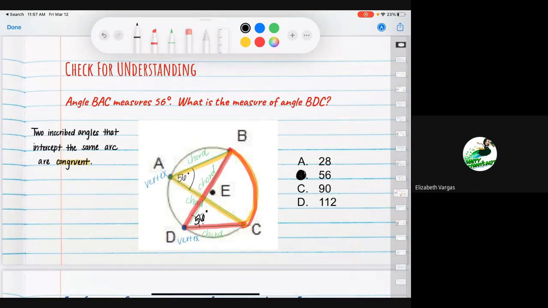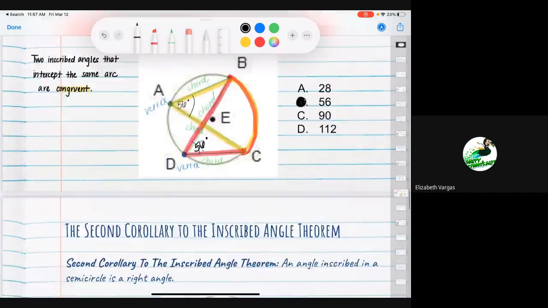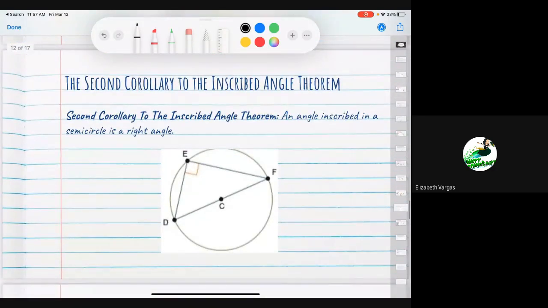Okay. Almost done. Now we have the second corollary to the inscribed angle theorem. The second corollary tells us that an angle inscribed in a semicircle is a right angle. So what is a semicircle? A semicircle is just basically half of a circle. So there is our semicircle.